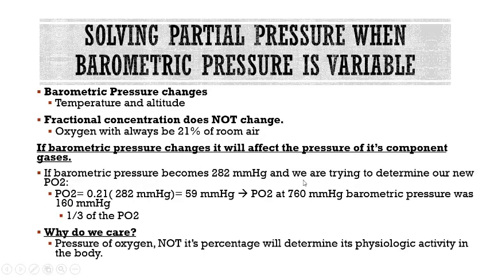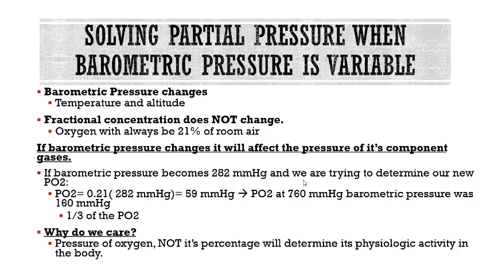mathematically. So barometric pressure changes based on temperature and altitude, and you can see that, like some people have a barometer in their house and they watch it for the day. Depending on what the temperature is, that can increase your barometric pressure if it's warmer, decrease your barometric pressure if it's cooler. We talked about how altitude is going to affect barometric pressure. As you increase your altitude, you're going to decrease your barometric pressure.